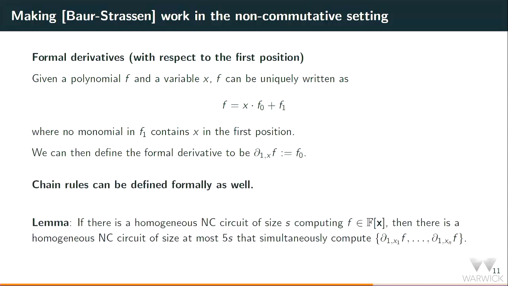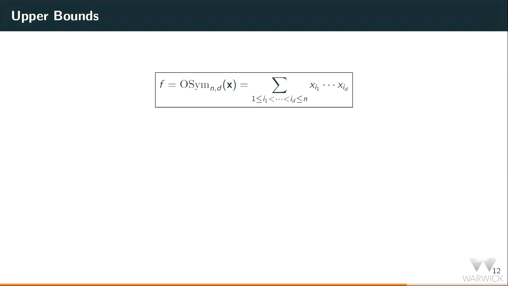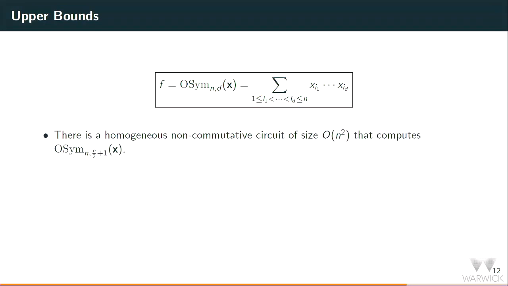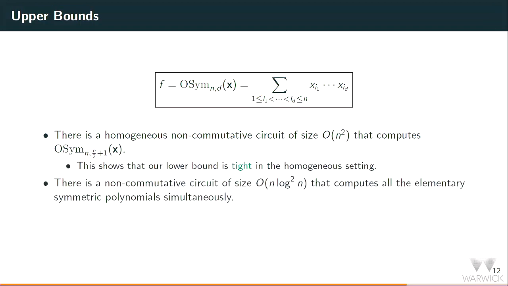And again, everything goes through. Okay, and upper bounds, as I mentioned, there is a homogeneous non-commutative circuit. So this shows that our lower bound is tight. And if you don't have the homogeneous condition, you actually have a better lower bound of n log square n.